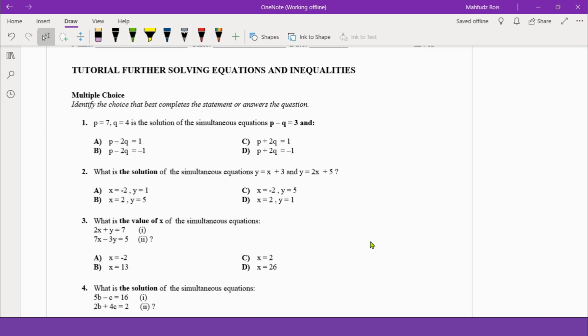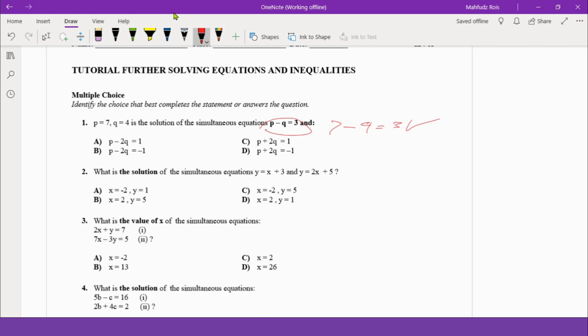Alright, so here we have the first equation, and this P and Q are the solution of the simultaneous equation. For the first equation is here, and another equation we need to choose from A until D, right? So this one is simple. You just check one by one. So it's P 7 and Q 4. If you substitute into this equation, it will be 7 minus 4 equals 3, right? So this is true. And the same way we can choose from each option.